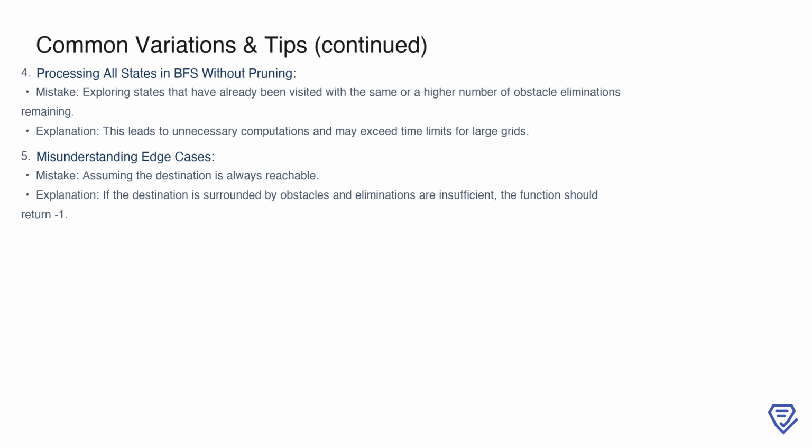Another misunderstanding involves edge cases. Some people assume the destination is always reachable, but this isn't guaranteed. For example, if the destination cell is surrounded by obstacles and you don't have enough eliminations left to clear a path, it's impossible to reach the goal. In such cases, your function should return -1. By being mindful of these issues, you can avoid common traps and ensure your solution is robust.